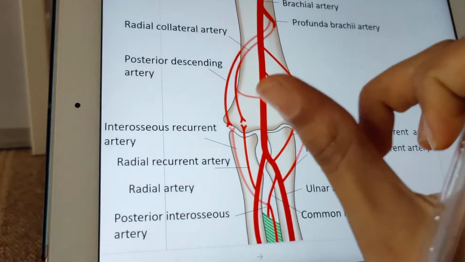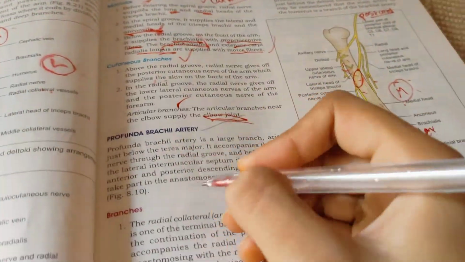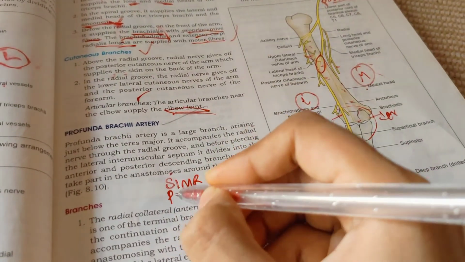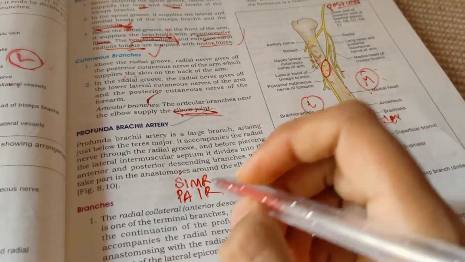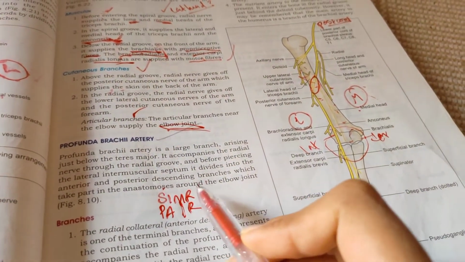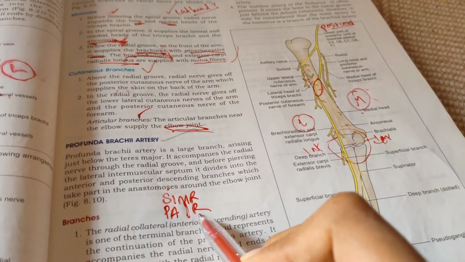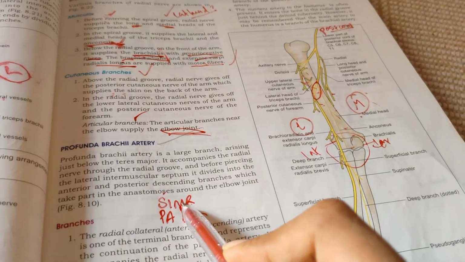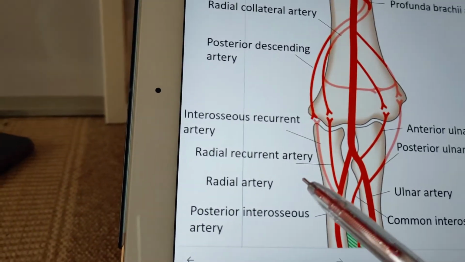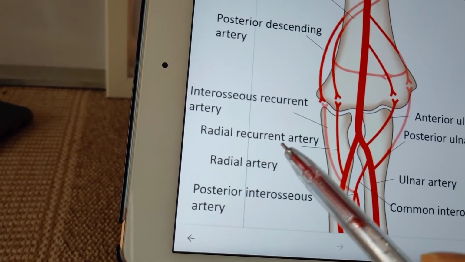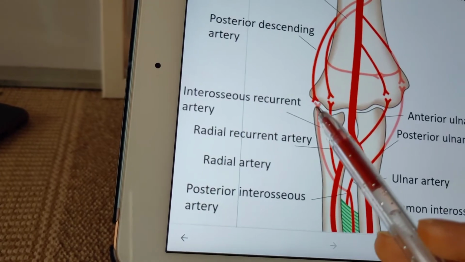So just remember that mnemonic once again. I'll write it down here. Just remember this mnemonic, SIMR with PAIR. Now we are talking about this one, which will pair with the interosseous recurrent. Before, we talked about R, meaning the radial collateral artery with the radial recurrent artery. M means the middle descending artery with the interosseous recurrent artery. Behind the lateral epicondyle of the humerus, they mainly undergo this anastomosis.